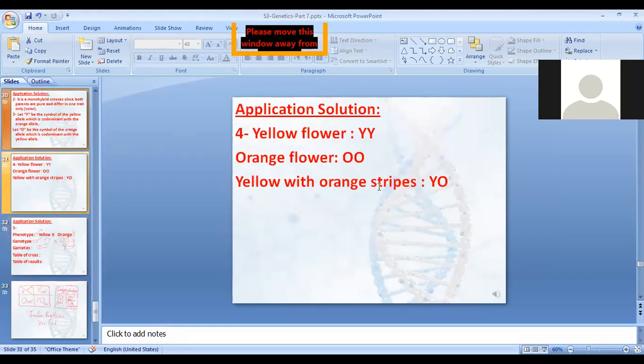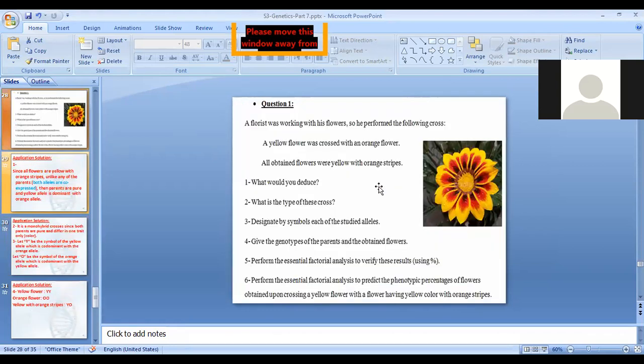While part 6, what do they want me to do? Part 6, they need to perform the factorial analysis to predict. Meaning that at the end, we don't have to say, therefore, the results are verified, since they ask for a prediction of the results. Predict the phenotypic percentages of flowers upon crossing a yellow flower with a flower having yellow with orange stripes. So the yellow flower will have YY, while the yellow with orange stripes will have YO.